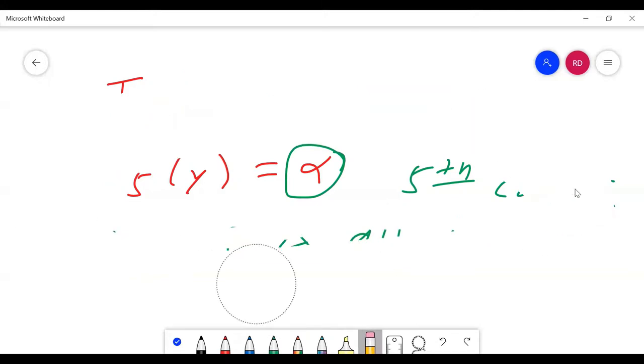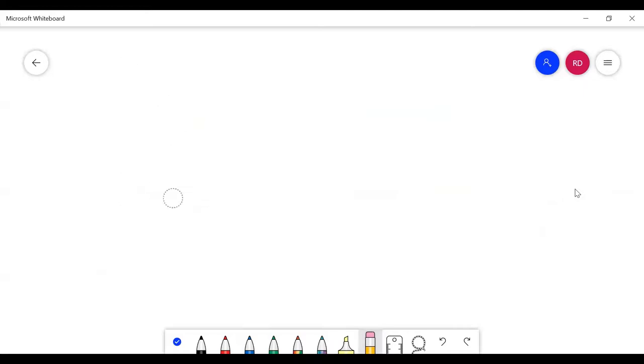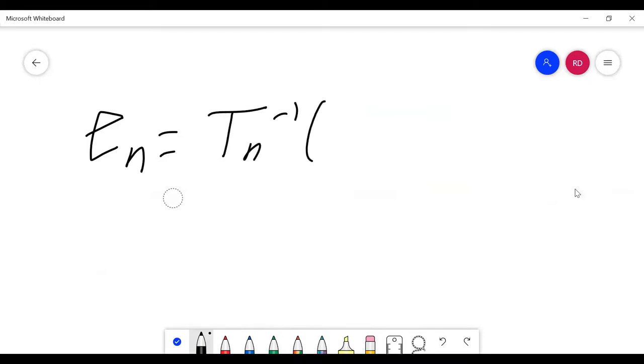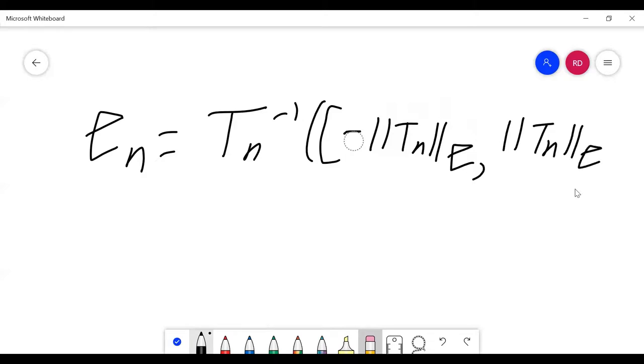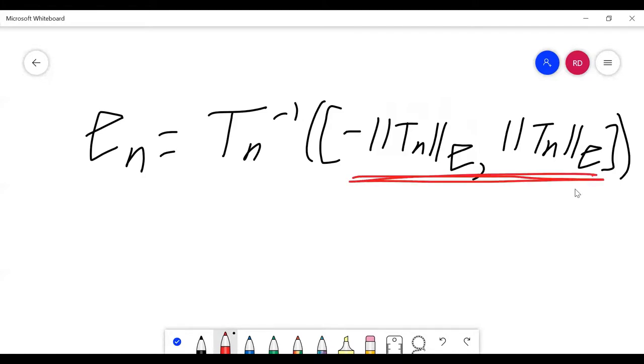So let's be a little more formal about this. I'm going to say E sub N equals T N inverse of the closed interval from negative T N E to positive T N E. So this is saying, find all the things. Once we find the polynomial, we can determine what its range is. And then we take the pullback to say, what are any other points that get mapped into that same range?